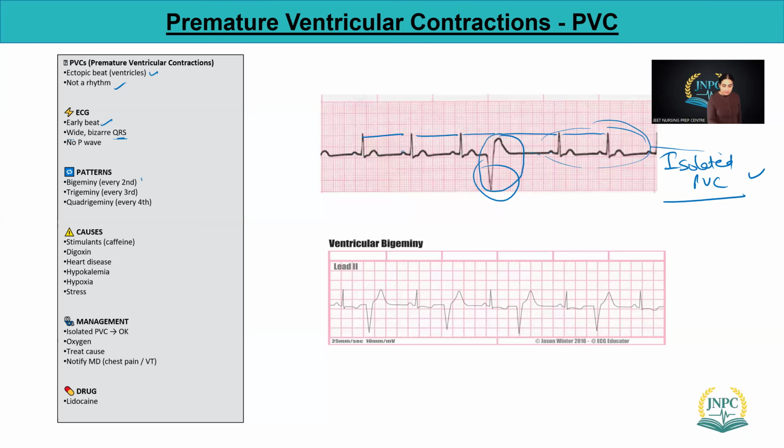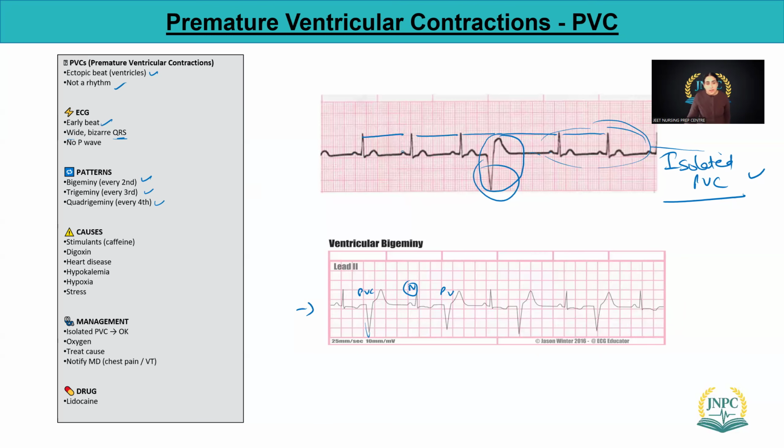So the pattern could be bigeminy, trigeminy, and quadrigeminy. Now, what does that mean? If every other beat is a PVC, we call it bigeminy. Now, look at that. So we have P, Q, R, S, T, right? And then drop. This is PVC. Again, another is normal, and again, we have PVC. So we have one normal, every other beat is PVC, we call it bigeminy. So if every third beat is abnormal, like PVC, then we call it trigeminy, and quadrigeminy and so on.